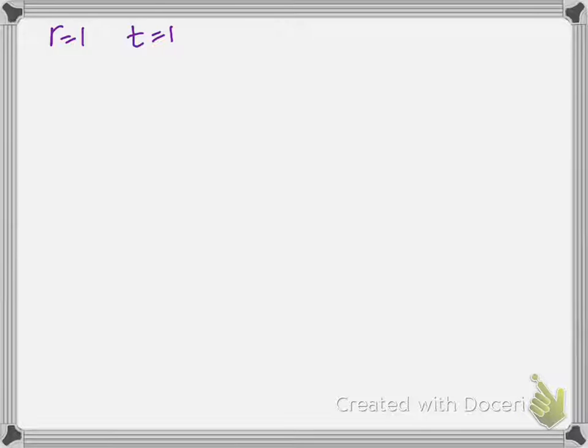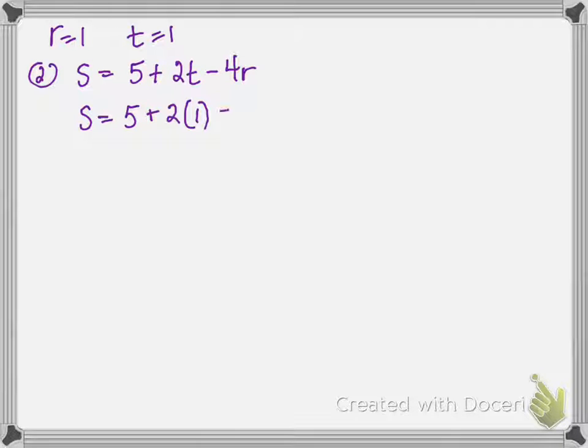So now we can go back to any one of the 3 original equations. I think I would use the middle one. S is equal to 5 plus 2t minus 4r, since we know t and r. So if we go back to the original equation 2, which was S equals 5 plus 2t minus 4r, and then we substitute in the values, S is equal to 5 plus 2 times 1 minus 4 times 1. So 5 plus 2 is 7, minus 4 is 3.